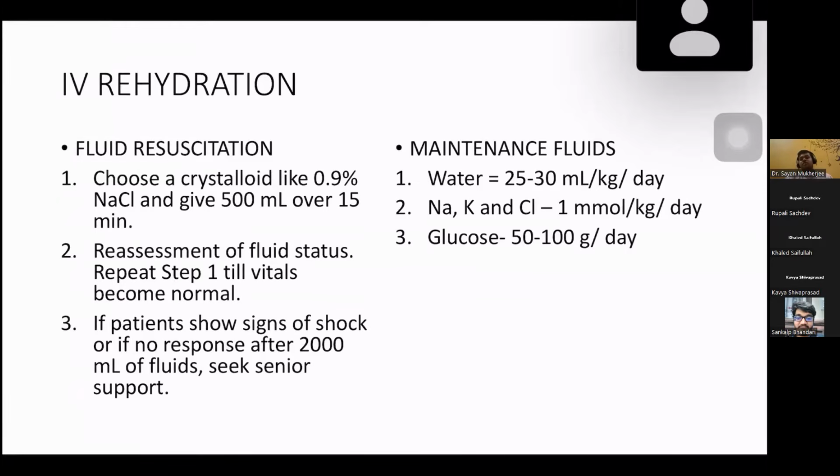Now that we have done the monitoring part and assessment part, we need to go into the actual fluid rehydration part. So what choice of fluids do we have? We have two types of fluids mainly. One is crystalloids and one is colloids. Can you name a colloid and a crystalloid in the comments?